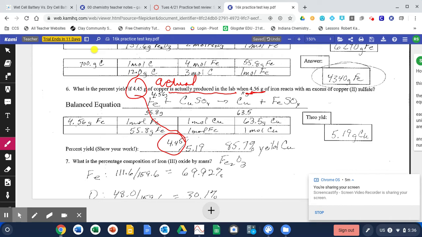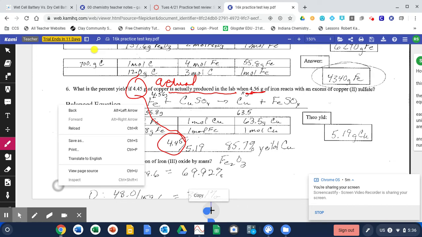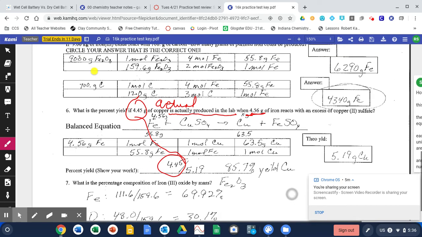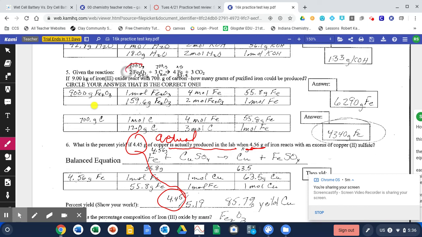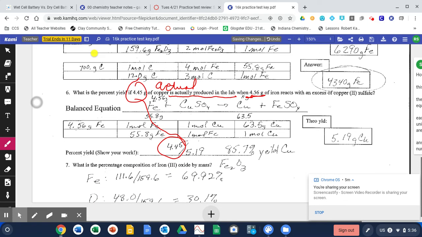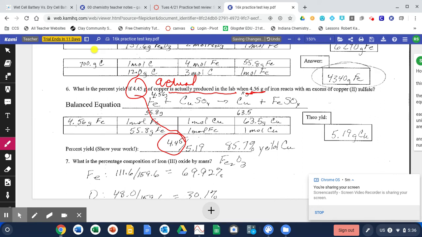And here, iron 3 oxide is what the question is about. And here's the iron 3 oxide formula given to you up here. And I've been doing that all along. I've been giving you a percent composition problem of a formula that I've already given you. And some of you are still using the wrong formula. So be sure that you're not doing that.